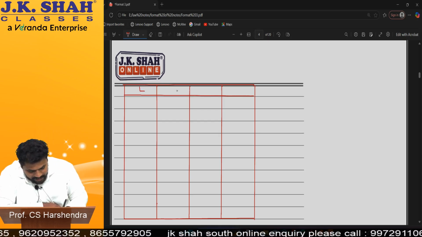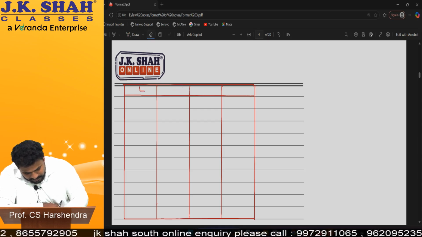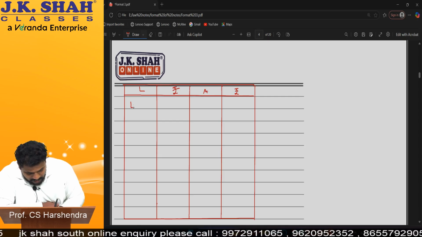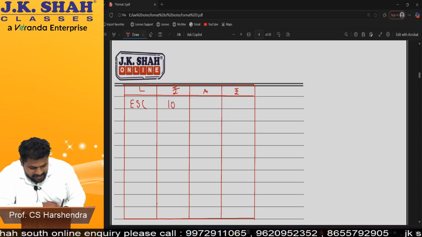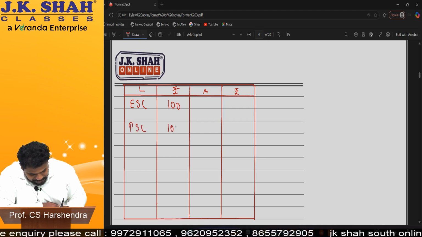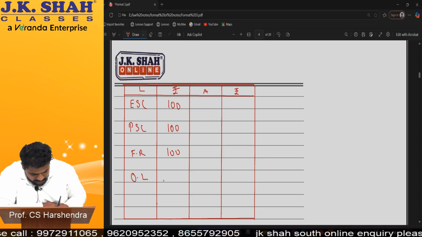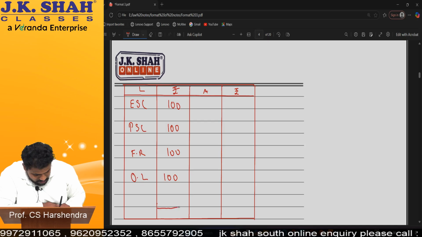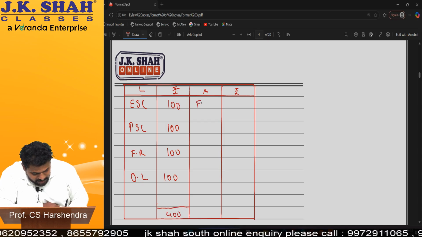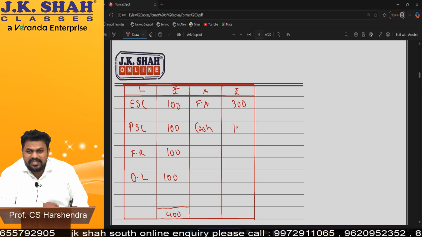See, I'll write here liabilities, amount, rupees, assets, rupees. Equity share capital 100, for example. Preference share capital 100, free reserves 100, other liabilities 100. Total is how much? 400. Example, my fixed asset is 300, cash is 100. Just a simple balance sheet I am making.